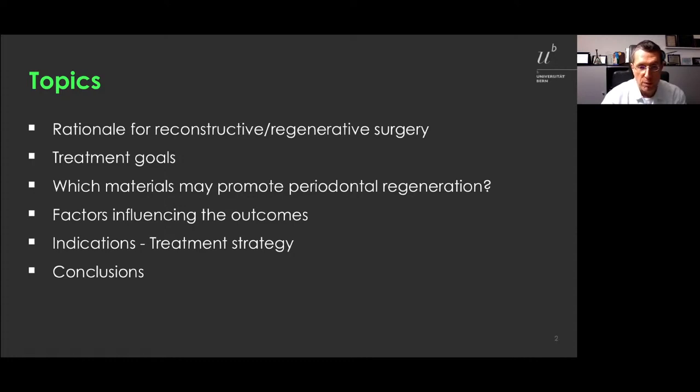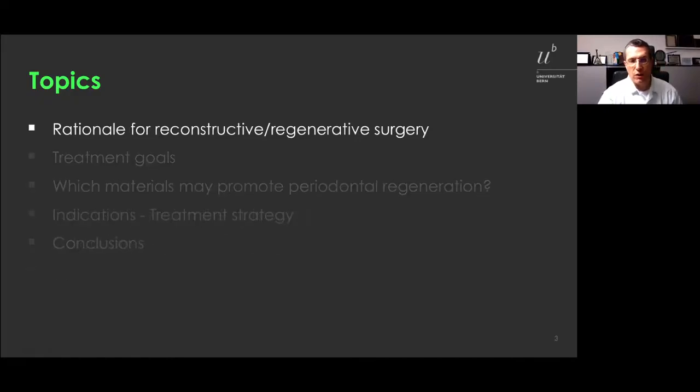Of course, some of the factors are very important because they will influence our results no matter what kind of materials we're going to use. And I would like to provide you with some guidelines on how we can treat successfully different types of defects.